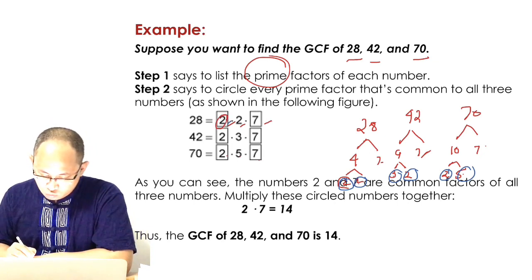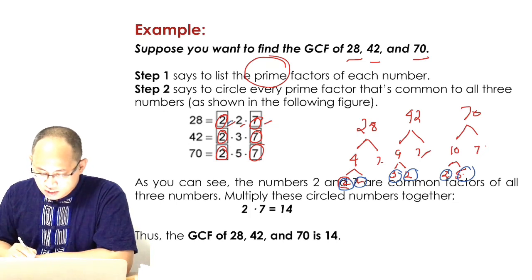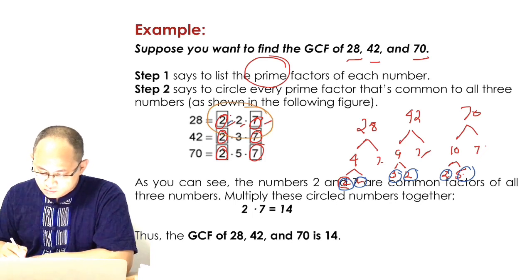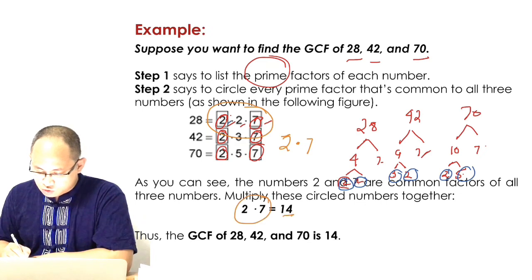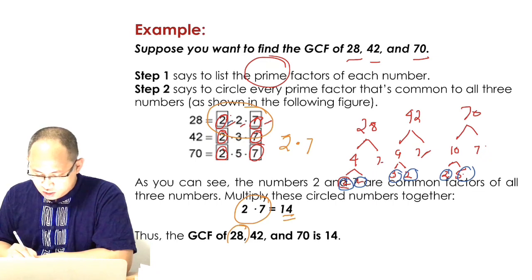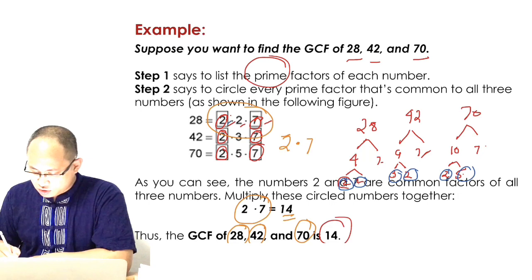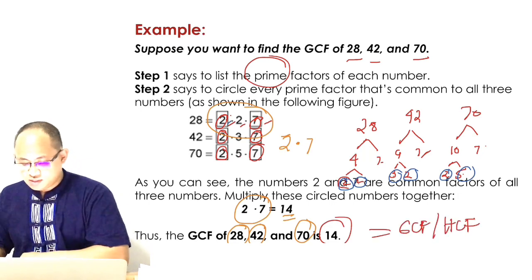You have 2 here, 2 and 2, you have 7, 7 and 7. So each of these has 2 and 7, right? So we take the pair, that would be 2 times 7, the result is 14. Therefore, the GCF of 28, 42, and 70 is equal to 14. So this is now your GCF or your HCF.